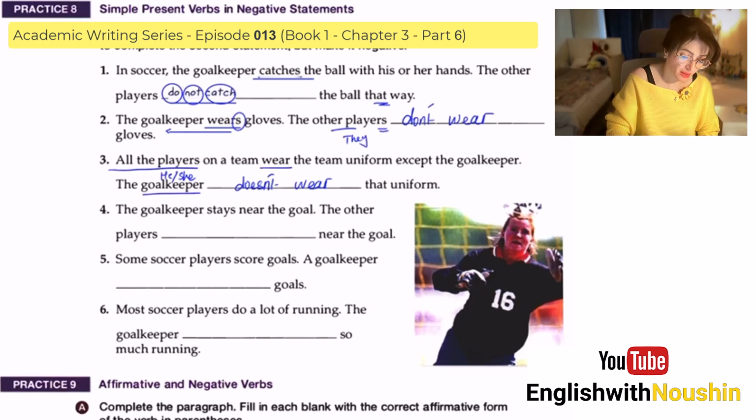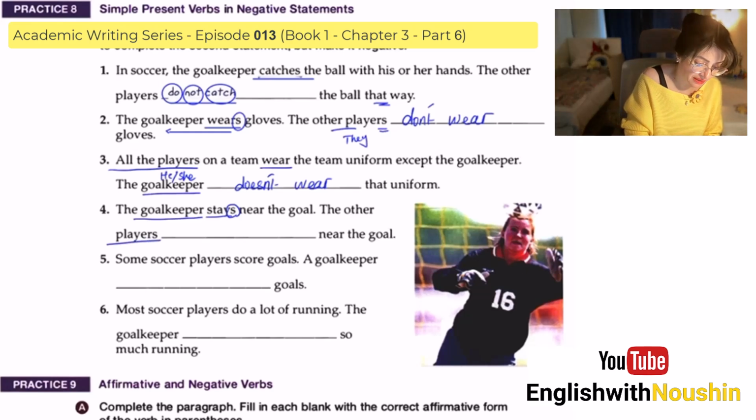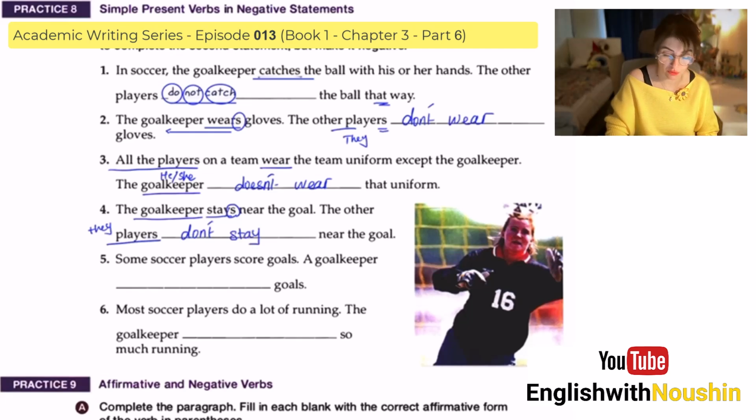Number 4. The goalkeeper stays near the goal. Subject, goalkeeper, he or she. Verb, stay. So we have S. The goalkeeper stays near the goal. The other players, plural, it's like they. Don't or doesn't? Players. Correct. Don't. Verb, stay. With S or without S? Without S. Don't stay near the goal.